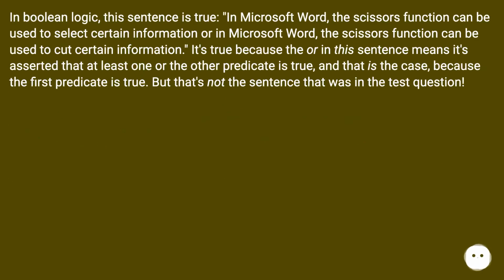In Boolean logic, this sentence is true: In Microsoft Word, the scissors function can be used to select certain information, or in Microsoft Word, the scissors function can be used to cut certain information. It's true because the or in this sentence means it's asserted that at least one or the other predicate is true, and that is the case, because the first predicate is true. But that's not the sentence that was in the test question.